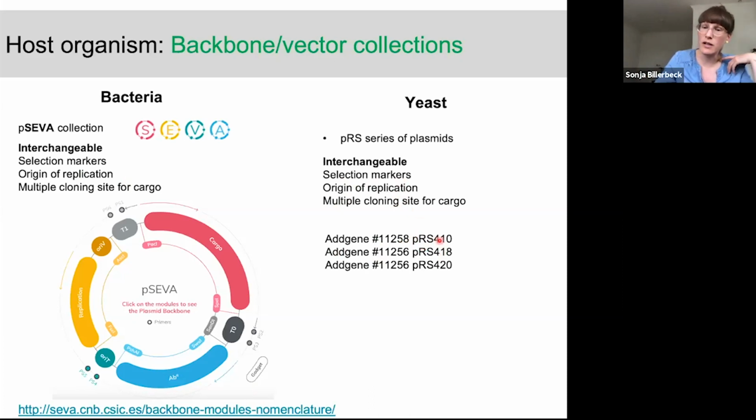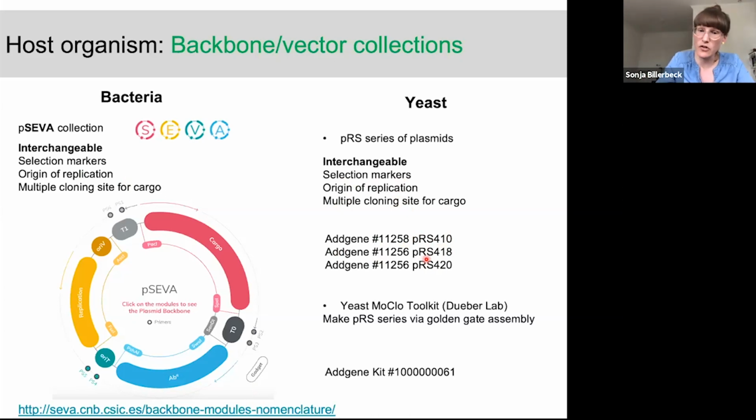Once you look at them and understand the design, you will also be able to find more. But these ones are already useful. Another source for yeast is the so-called yeast modular cloning toolkit that was developed by the Düber Lab. It is basically a modular way to assemble these PRS plasmids yourself. It's a toolkit that is available from iGEM as well. Check out the number, and you can buy it via iGEM, and they have a really great tutorial on how to assemble it. So you can do that by yourself.